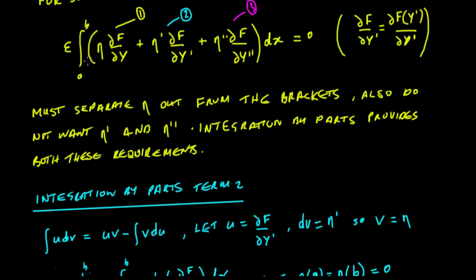Now, what we've got to do here is get the eta out of this bracket, and also get rid of the eta derivative and eta double derivative. Integration by parts provides both of those requirements. We can leave that first one as is, because we can just take the eta out of the bracket. But in this second term, we've got to get rid of the eta derivative, so we'll integrate it by parts.